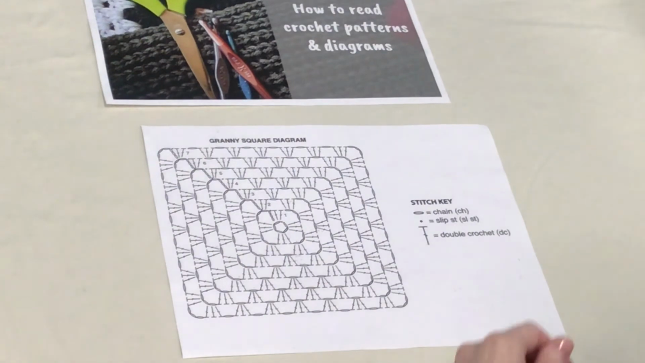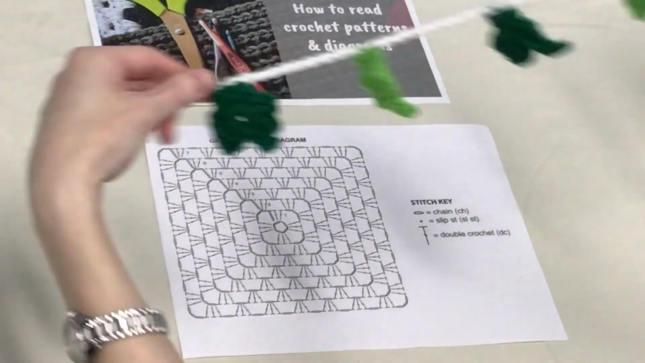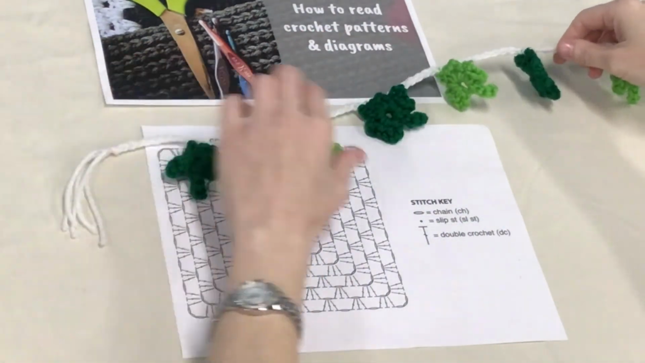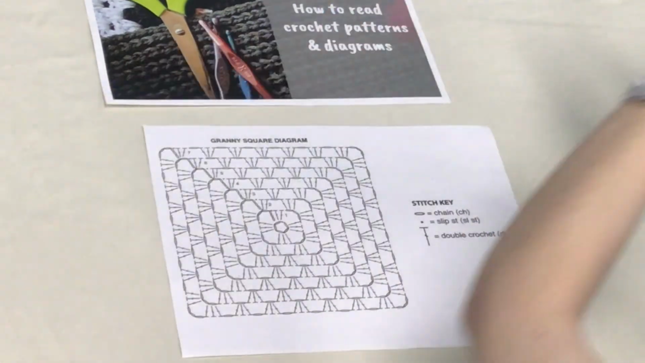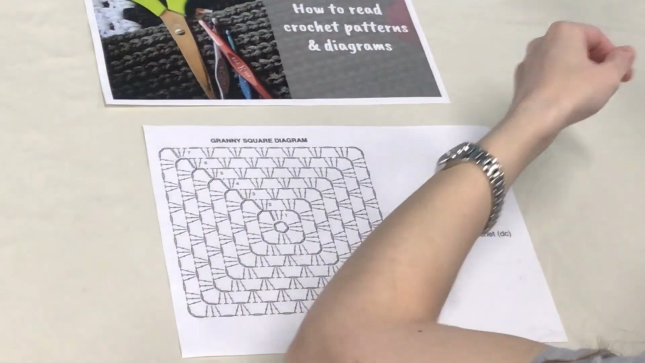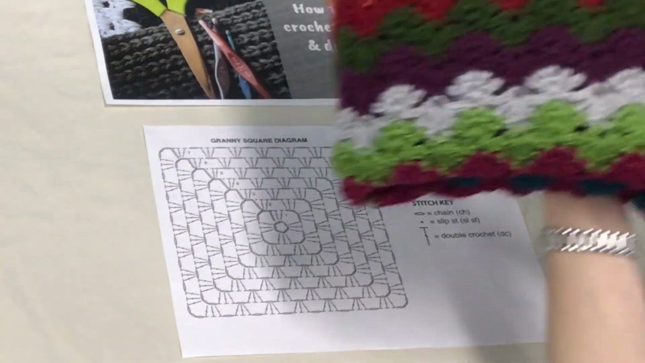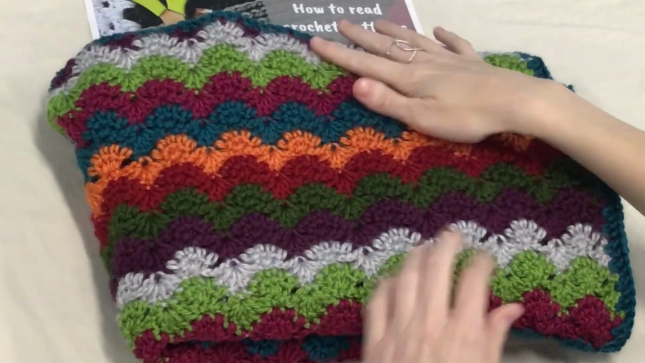And we're going to be using them to create a couple projects. One is this shamrock garland. And then we'll have another video here with how to create this twilight shells throw.